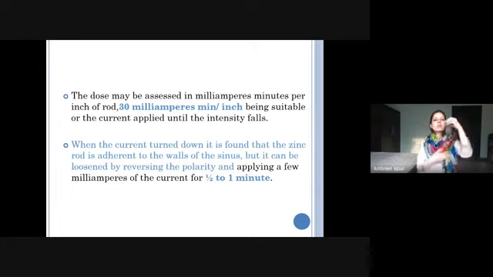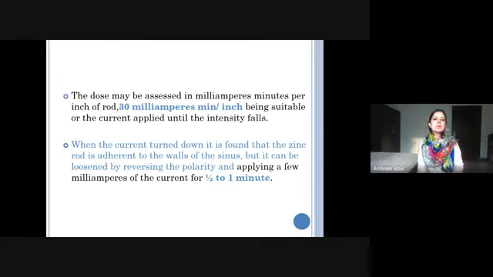When you are going to complete the session, you will find that your rod is adherent to the walls of the sinus. In order to pull this electrode out, we will loosen the zinc aluminate layer. We will do it by reversing the polarity for half a minute or 1 minute.